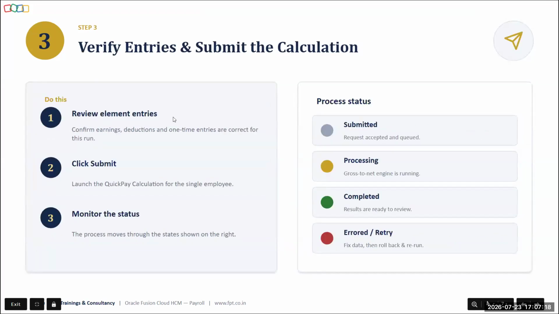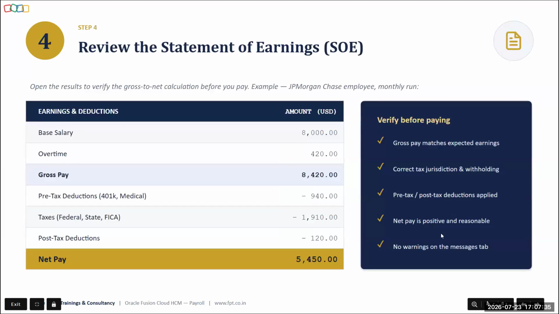We have reviewed the elements in the earnings and deduction card. One is the salary element, that is the earning element, and the second one is the deduction element, that is tax withholding. Then we clicked on the submit button. So this is how it looks. We have not submitted any kind of overtime.